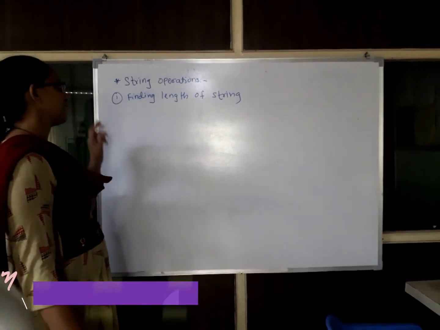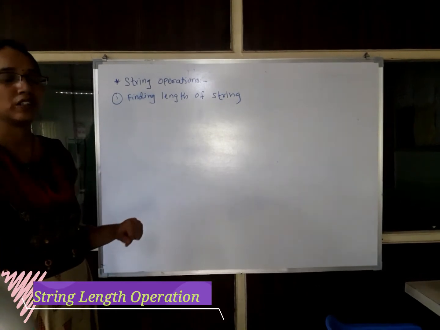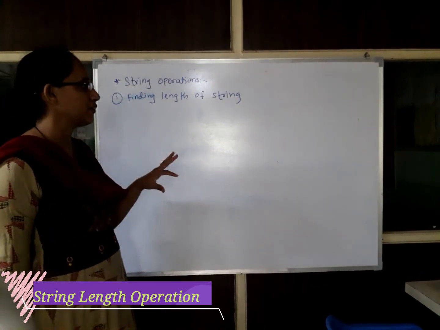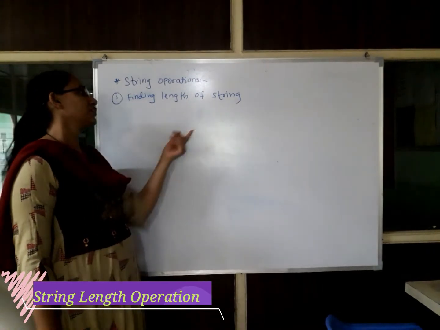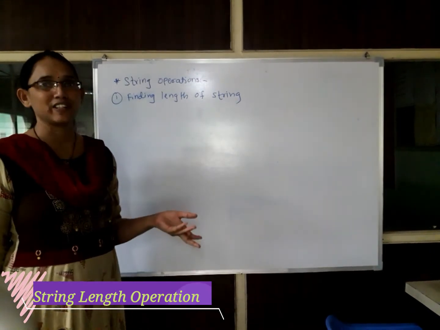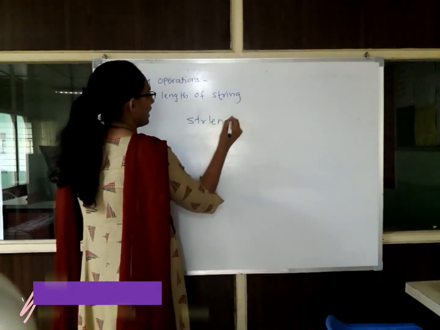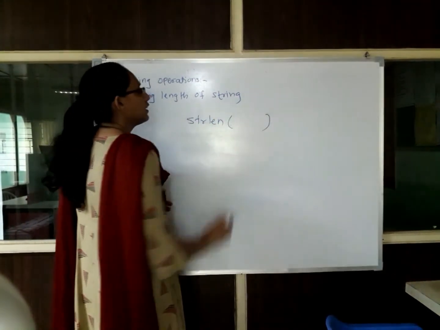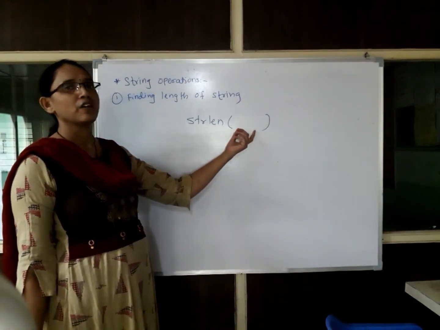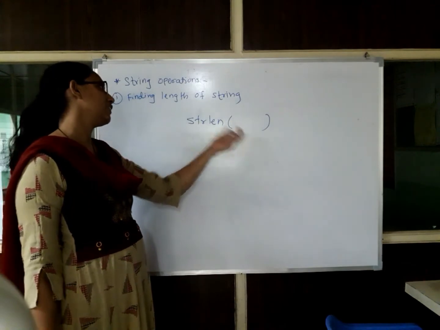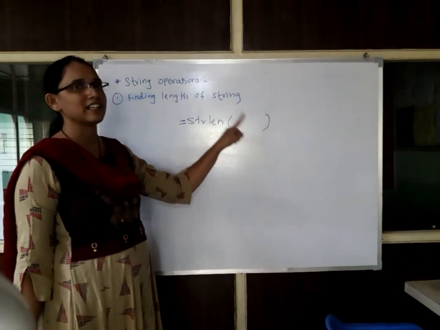The first string operation is finding the length of a string. This we have to do without using a library function. Because finding the length of a string using a library function is very easy. You only have to use the function name strlen and pass the name of the string, or the array name of the string for which you want to find the length, and it will return some value, that is the number of characters in that string.